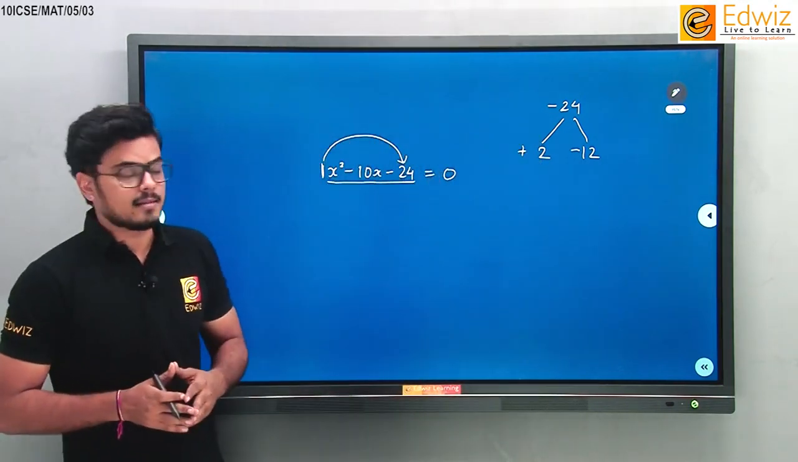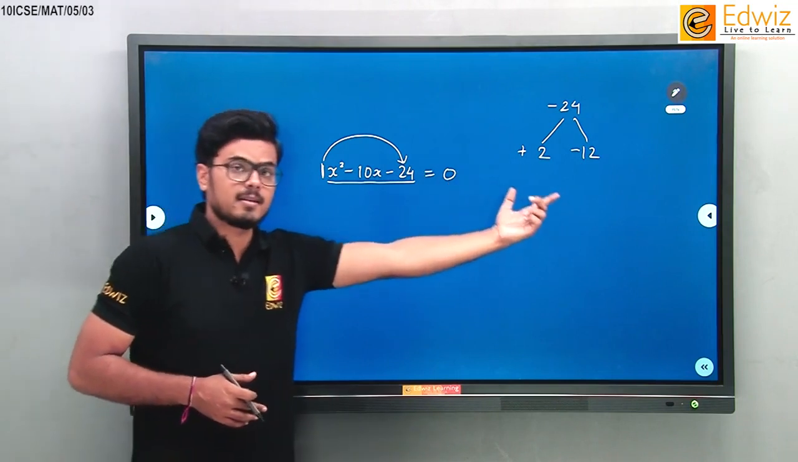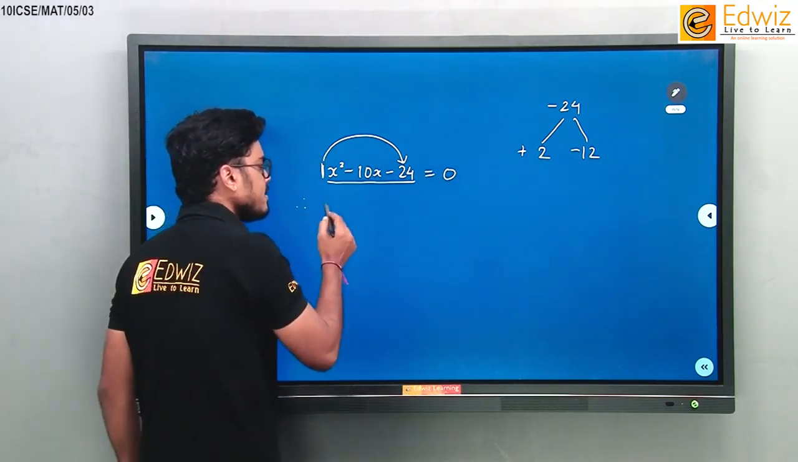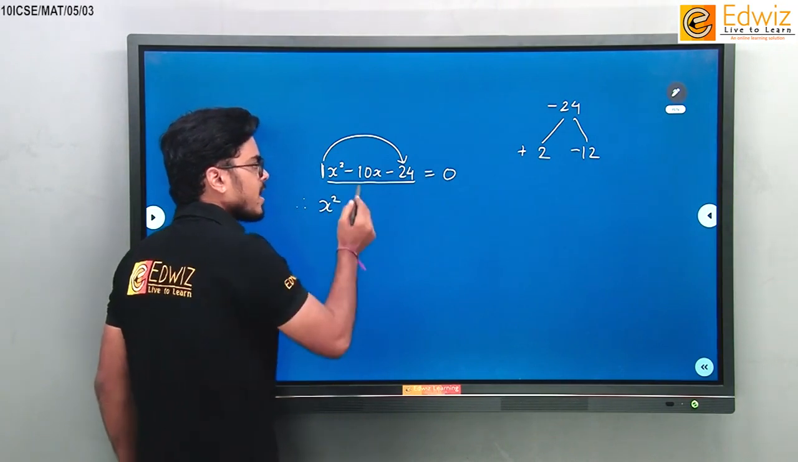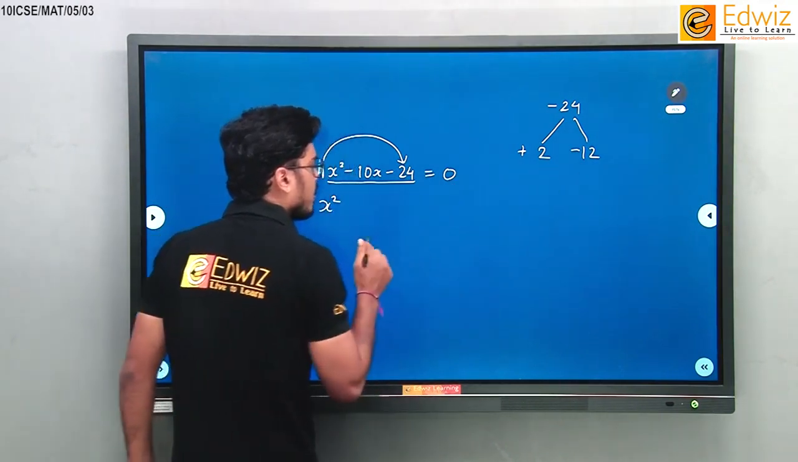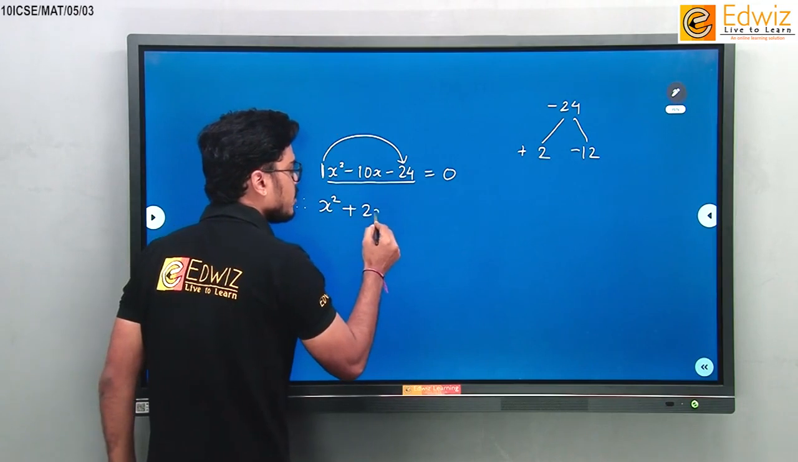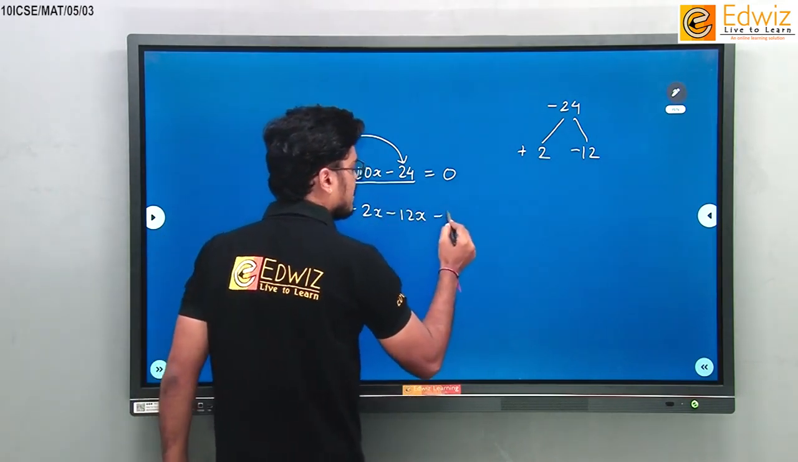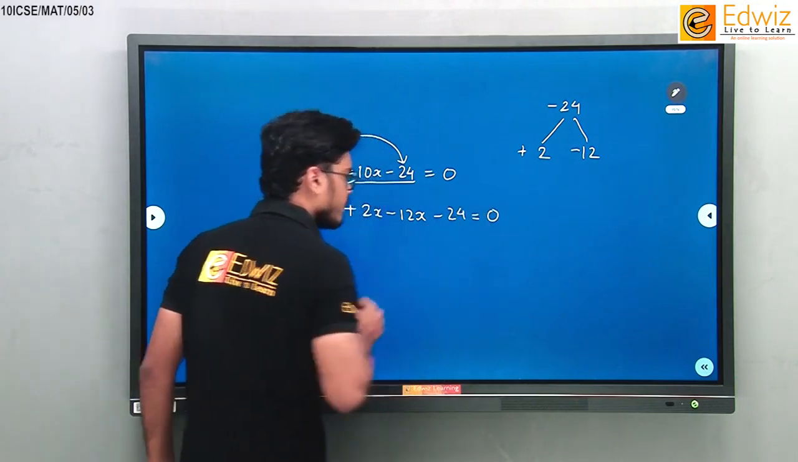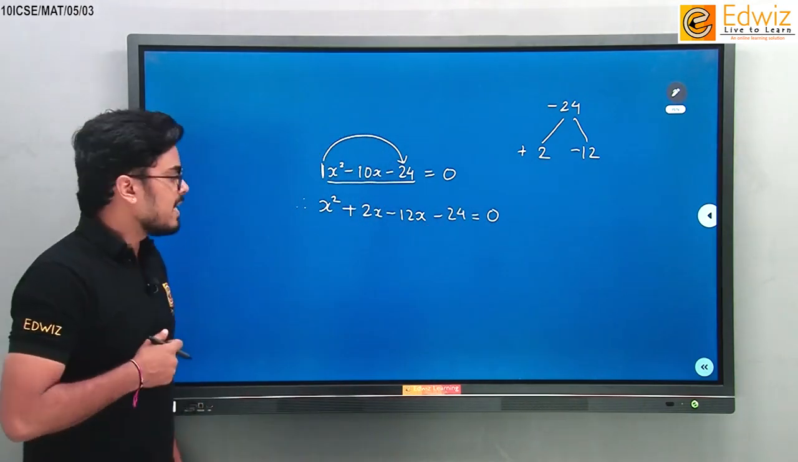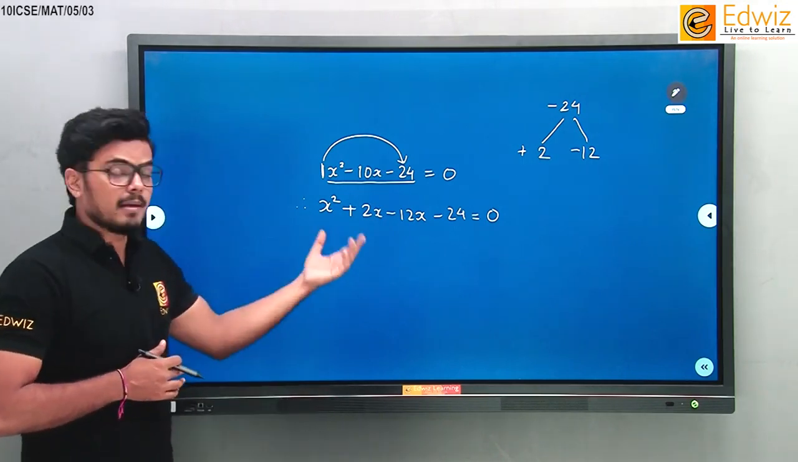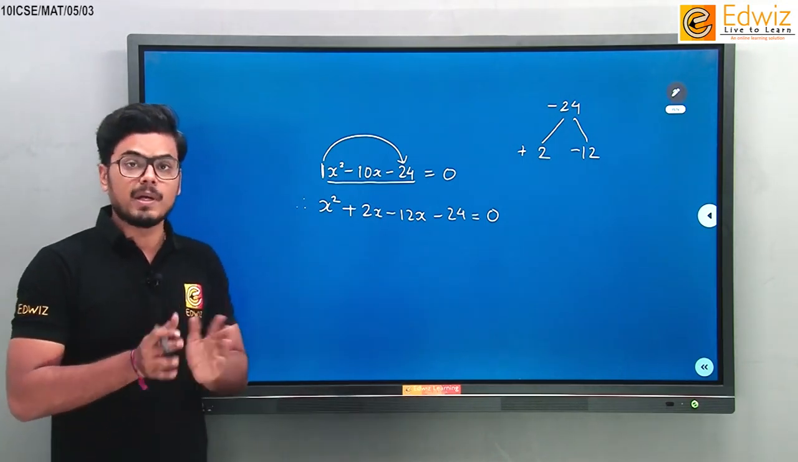Once you get the factors, you use those factors to split the middle term, correct? So यहाँ पर next step में हम लोग क्या करेंगे? X square as it is the middle term will now be split according to these factors. So plus 2x minus 12x minus 24 equal to 0. Okay. Once you split the middle term, you have already learned how to factorize any algebraic expression by grouping, correct?